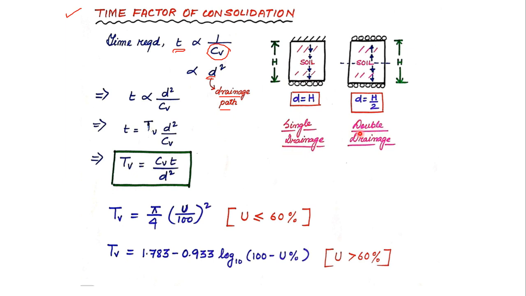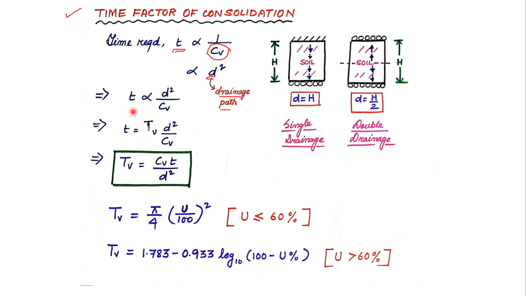Now when it comes to a double drainage setup, I have got porous stone at the top as well as at the bottom. Now when I apply a load over here, water has got two paths. Okay, it can either flow upwards or it can flow downwards. So some of the water will rise to the top and it will drain out, whereas some of the water will go down and then it will drain out. So in this case you can see the drainage path, or the distance by which the water travels, is getting half of h. That is, it is equally divided into two parts, right?